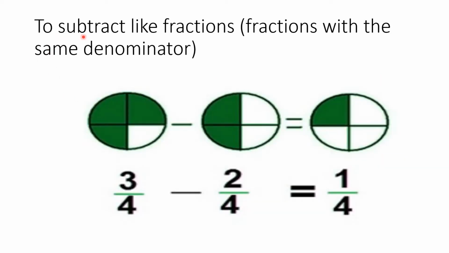In similar way, to subtract like fractions means fractions with same denominator, we will subtract normally. 3 minus 2 equals to 1. It is the numerator and denominator will be same, 4. So our subtraction 3 by 4 minus 2 by 4 equals to 1 by 4.